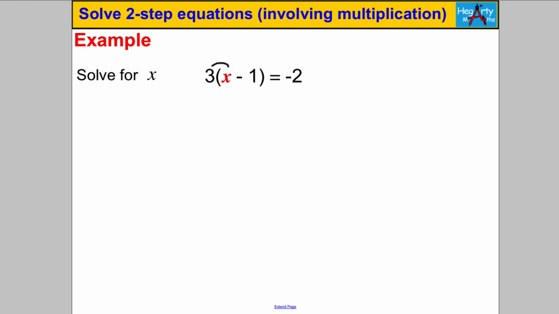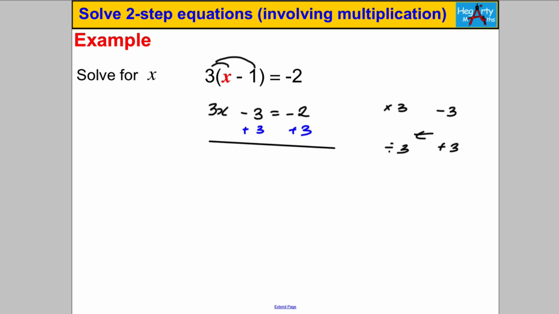I like to multiply out the bracket, so I'm going to do that first. 3x subtract 3 is negative 2. And now think what happened to x. Well, I multiplied by 3 and then I subtracted 3. So to go backwards, I'm going to add 3 and divide by 3 to undo. So I'm going to add 3 to both sides. What do I get? I get that 3x is therefore equal to positive 1 in this case.